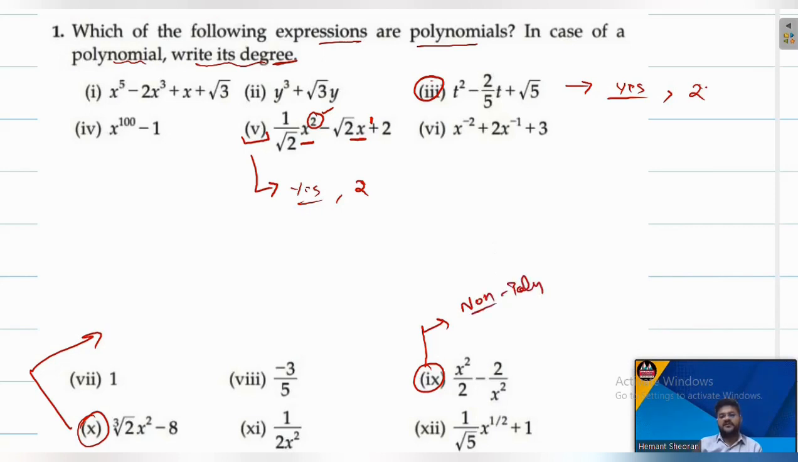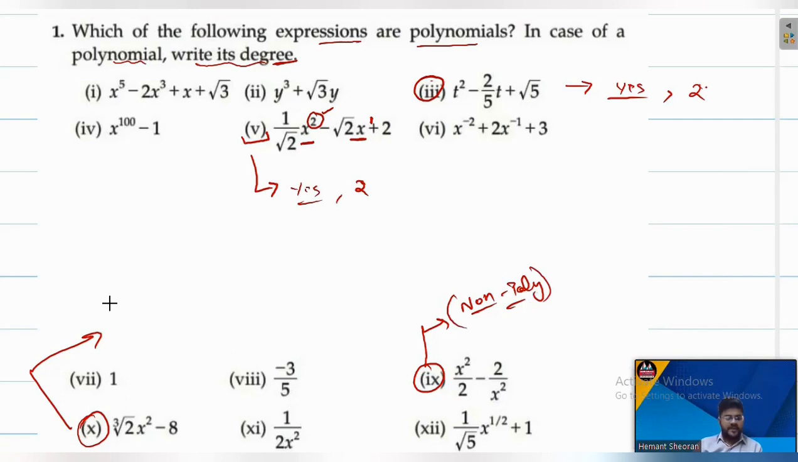And if someone asks you, is it an algebraic expression? What will you say? Yes, it is an algebraic expression. Okay, so there is no confusion for the algebraic expression. Anywhere, if you have a combination of constant and polynomial, you will call it an algebraic expression for sure.